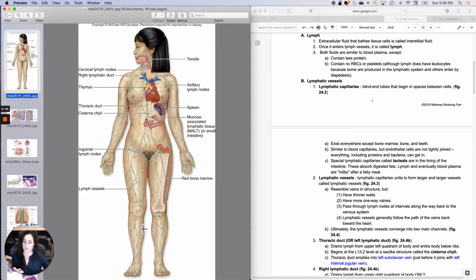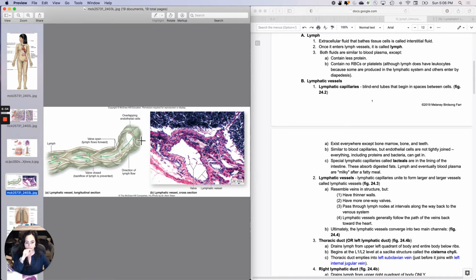You'll see these, which are called lymph vessels or lymphatic vessels. As the capillaries unite, they get bigger and bigger, and eventually they're visible with the naked eye, and you form these lymphatic vessels. Lymphatic vessels resemble a vein in structure, but if we look at them more closely, they have even thinner walls, and they have way more one-way valves than even a vein does. Here's what a one-way valve looks like in these.